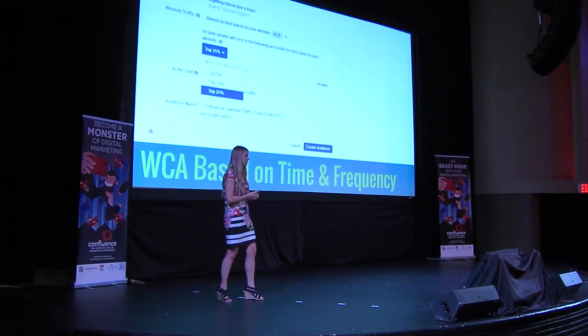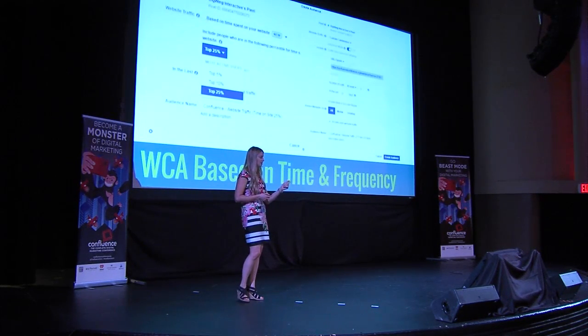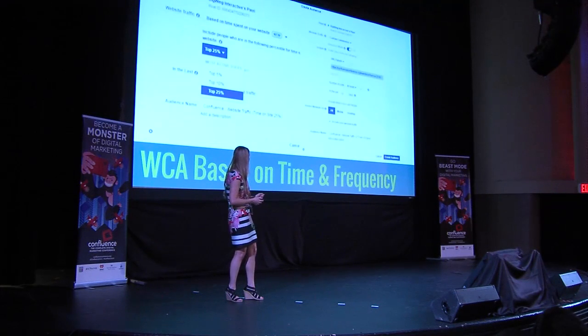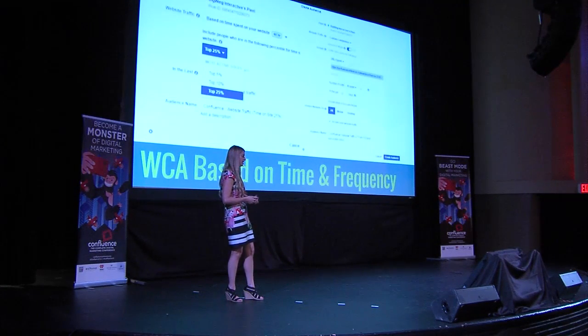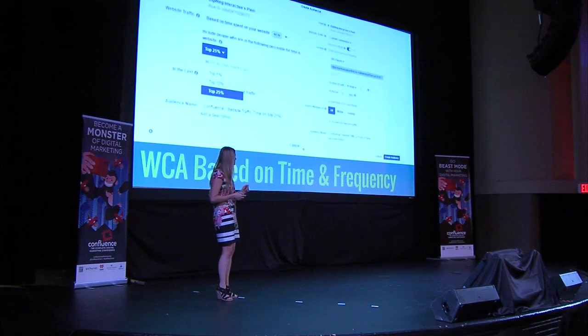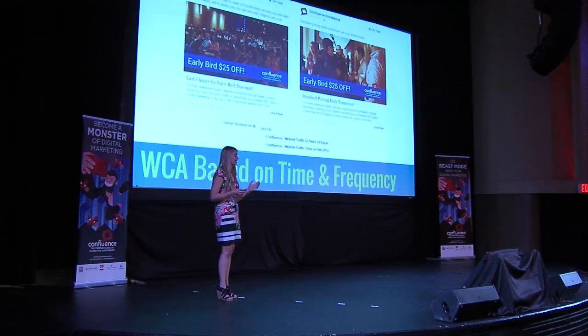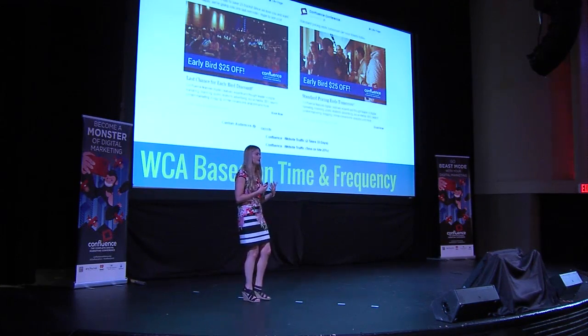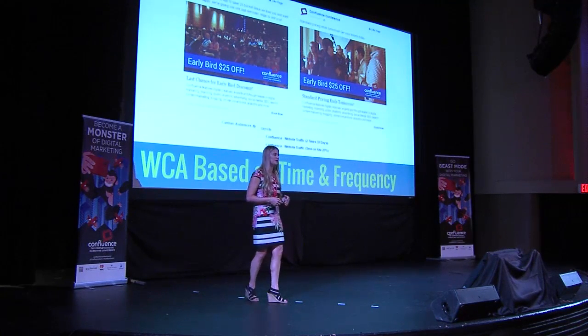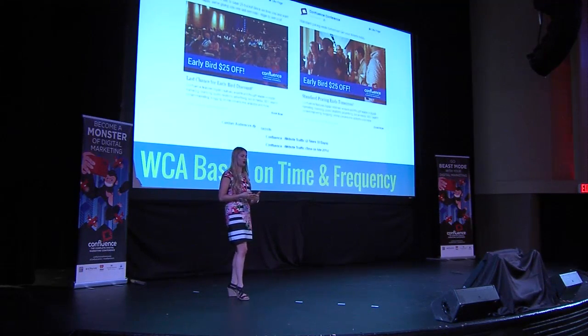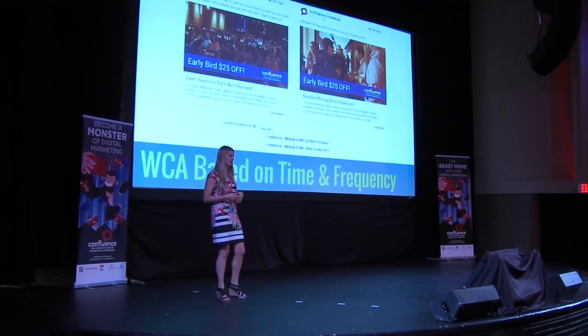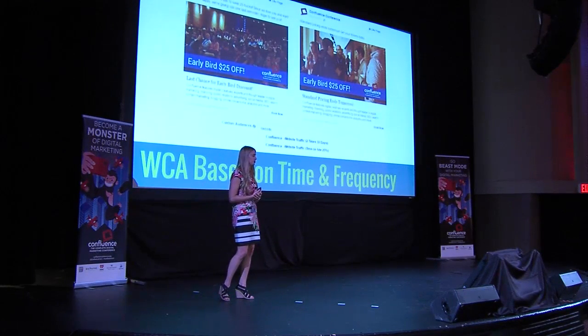So I built that audience. And then I created another audience based on frequency, people who visit the registration page, an audience of people who've seen our registration page at least 2 times in the past 30 days, using both mobile and desktop. And I combine these audiences and serve them these ads, saying, hey, we know that you've been to our site, you've engaged with our content, you spent some time on the site, you're still eligible for an early bird discount.